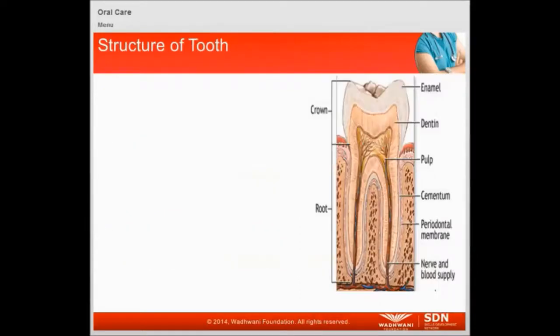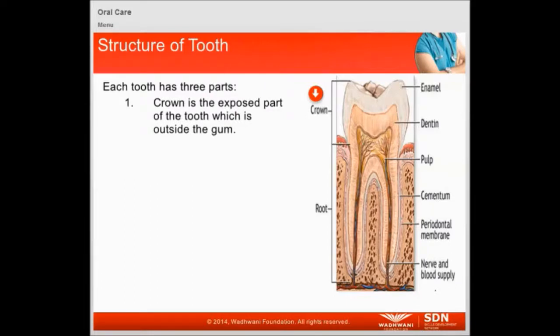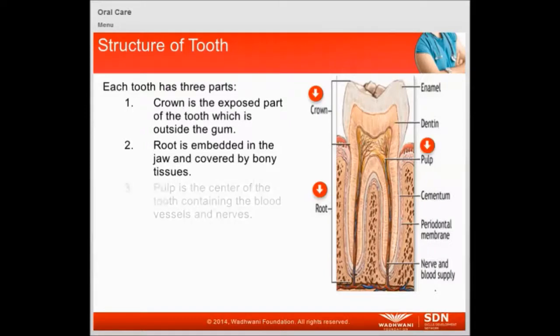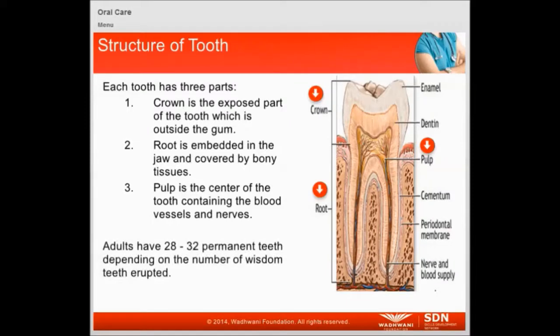Now let's study the structure of a tooth. Each tooth has three parts as shown. 1. The crown. This is the exposed part of the tooth which is outside the gum. 2. The root. This is embedded in the jaw and covered by bony tissue. 3. Pulp. This is the center of the tooth containing the blood vessels and nerves. Adults have 28 to 32 permanent teeth depending on the number of wisdom teeth erupted.